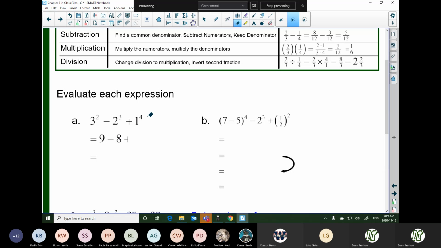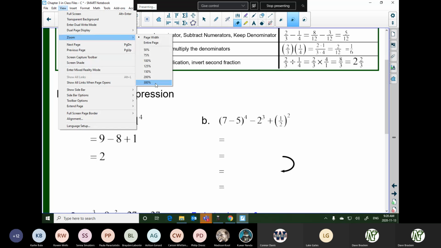And 1 to the power of 4 is not 4. It's 1 times 1 times 1 times 1. And it doesn't matter how many times you multiply 1 by itself, you get 1. You just went through BEDMAS and did all your exponents. So now we go multiplication and division. I don't see any. We go addition and subtraction. So 9 take away 8 is 1, but then we can add 1 and we get our final answer of 2. All right. Everybody good with that one?